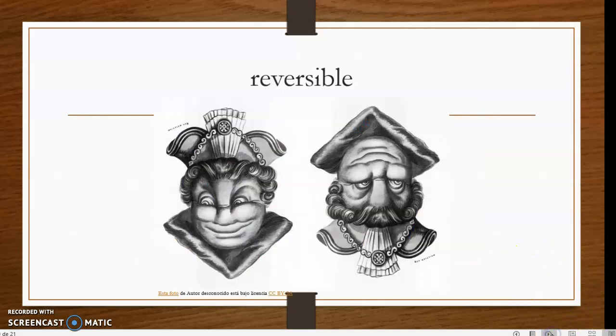The next word, reversible. Oh, look at this picture. This picture is actually reversible. It's the same picture. This guy has a very fancy hat. He has curly hair and he smiles. He's happy. This guy, on the other hand, has no hair. Probably that's why he's not happy. But he has a beard and very sad eyes. It's the same picture, but it's reversible, something that you can turn upside down. Sometimes clothes can be reversible.